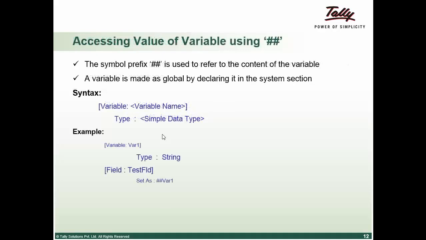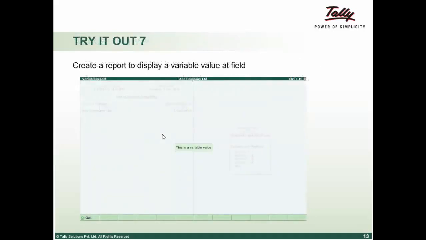Now accessing the value of a variable using double hash. For variables, again we have a very detailed chapter. A variable is nothing but a container of data, which can be placed anywhere and can be called anywhere. So to identify that it is a value stored in a variable, it is double hash. So you can just try it out.